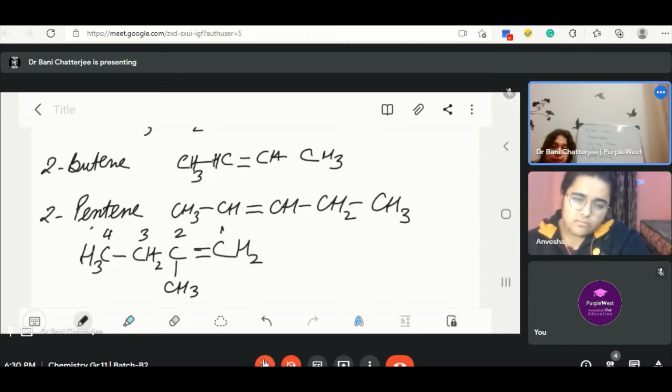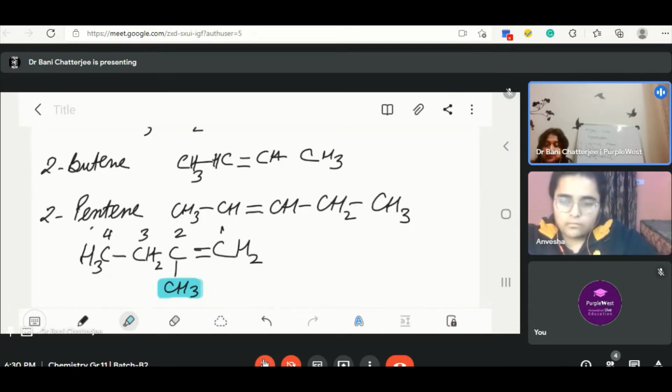Should I help? Whenever there is a CH3 group present, that is known as methyl. CH3 I got by removing one hydrogen from it, so that is methyl. If you have C2H5, that is ethyl. If you have C3H7, that is propyl.